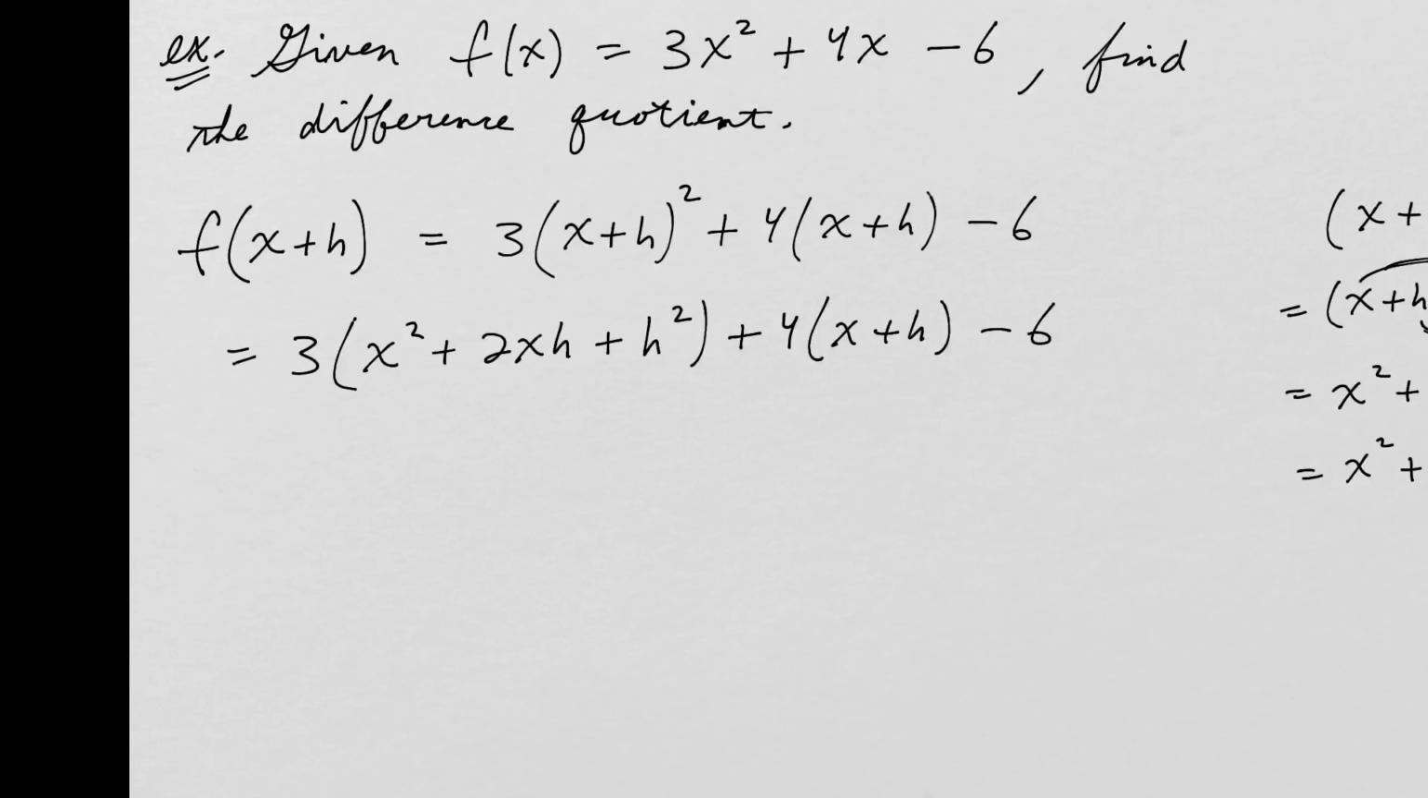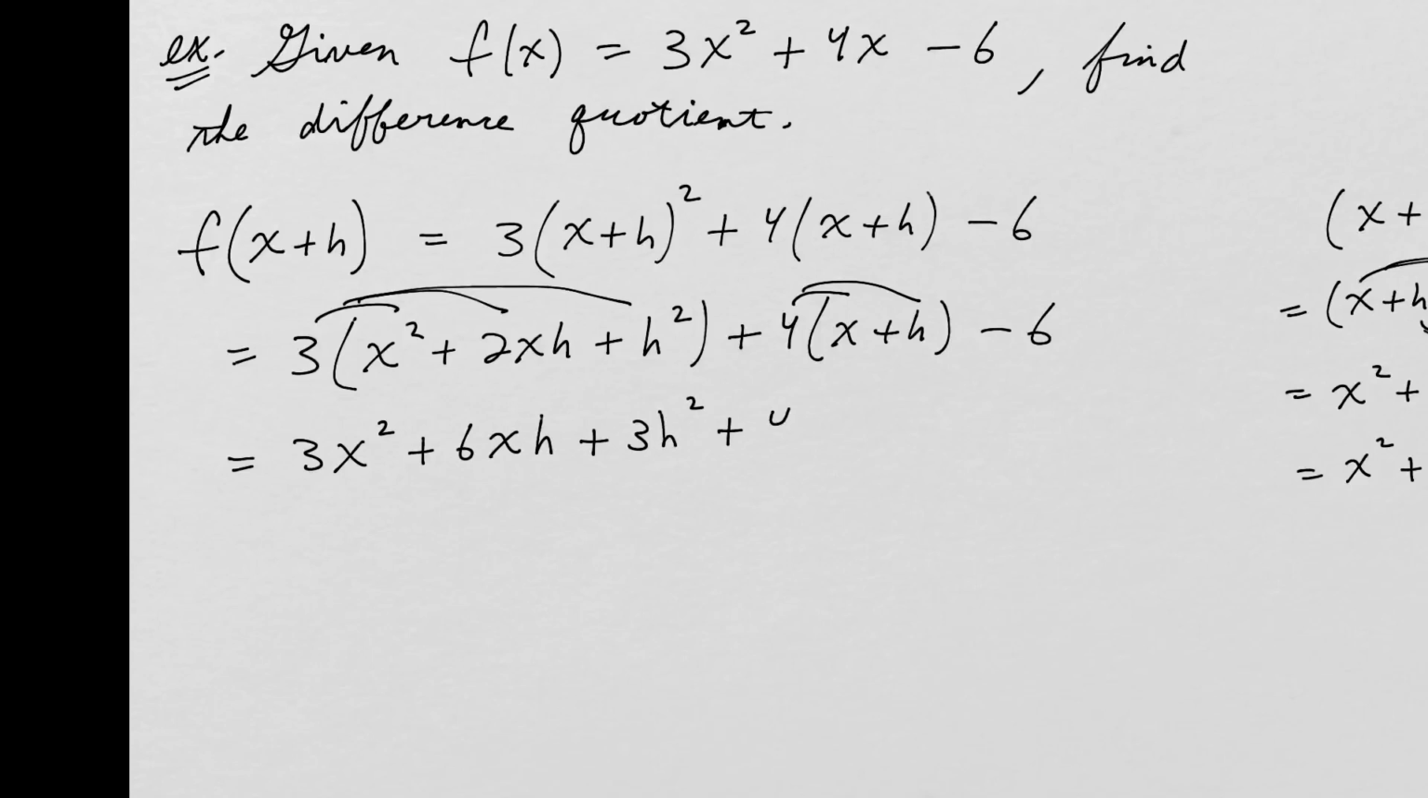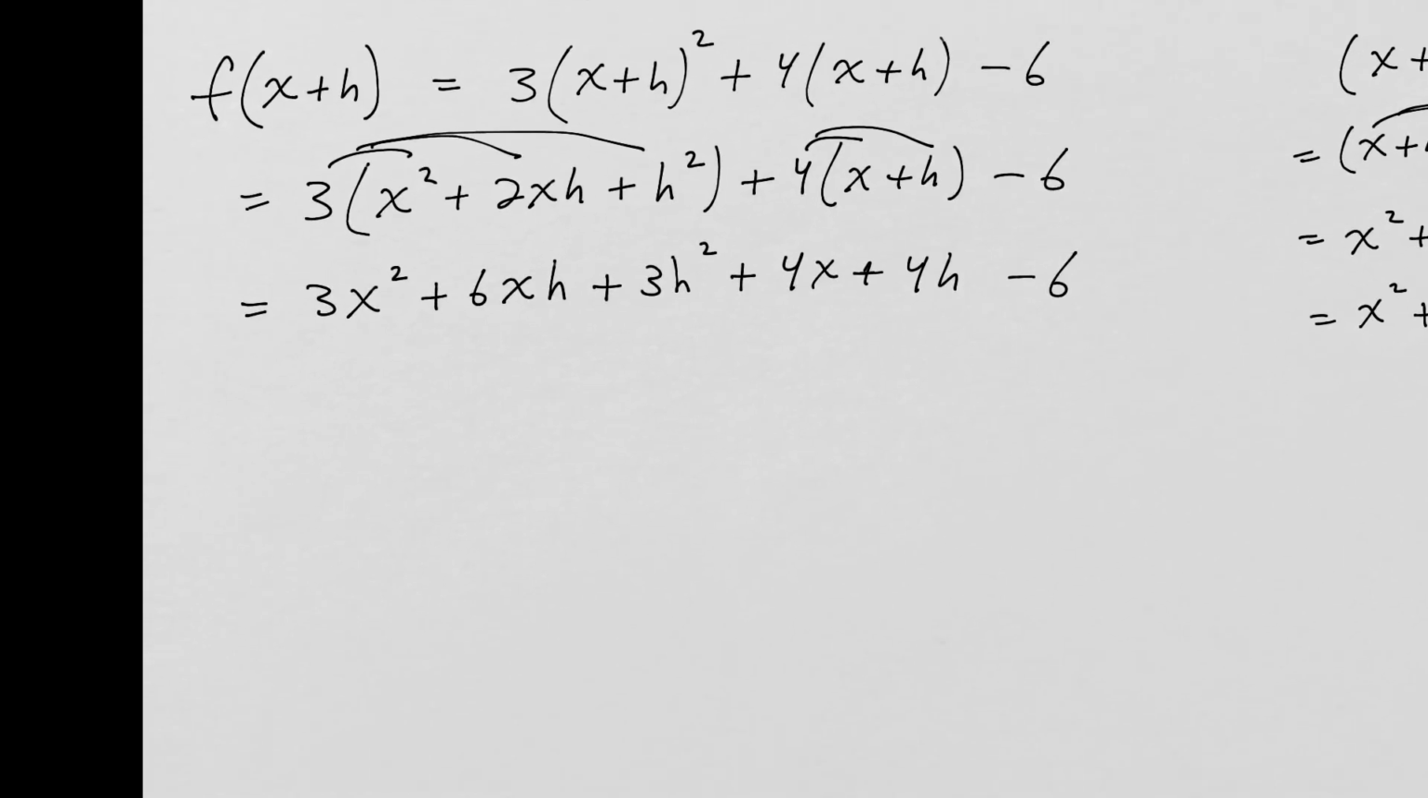All right, now I need to distribute the 3 and distribute the 4. So I have 3x squared plus 6xh plus 3h squared, plus 4 times x is 4x, 4 times h is 4h, minus 6. Now I can do the numerator, at least, of the difference quotient. Remember, the numerator is f of x plus h minus f of x. I know f of x plus h is the expression I just found, so let me write it out again.